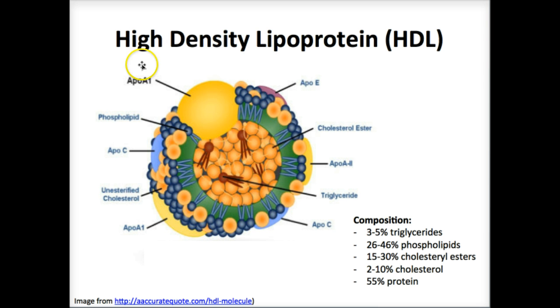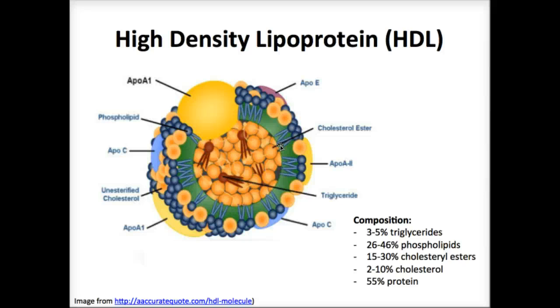You can see three of those here, these three yellow ones. So going back to our little analogy, the HDL taxicab is easily identified because it has this ApoA light on its roof, so to speak.